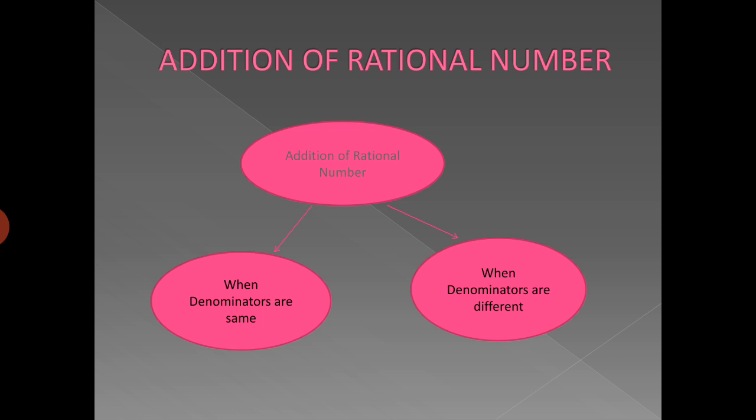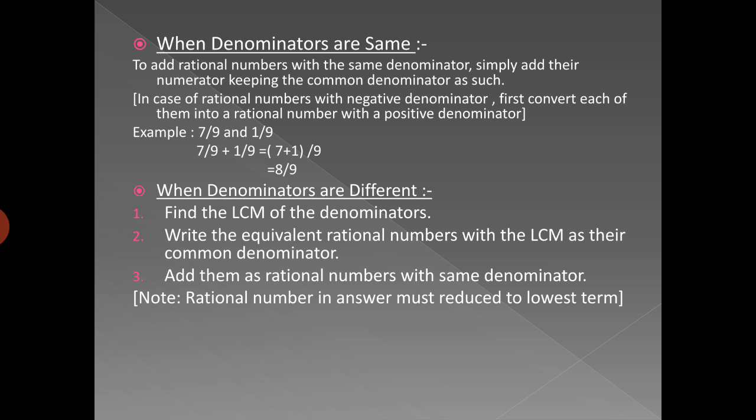Whenever we are adding two rational numbers, two situations or two cases are there. Either the two rational numbers have the same denominator or we have rational numbers with different denominators. Whenever the denominators are the same, then to add rational numbers with the same denominator, simply add their numerators keeping the common denominator as such. Means we add the two numerators and on the denominator just write the common denominator.